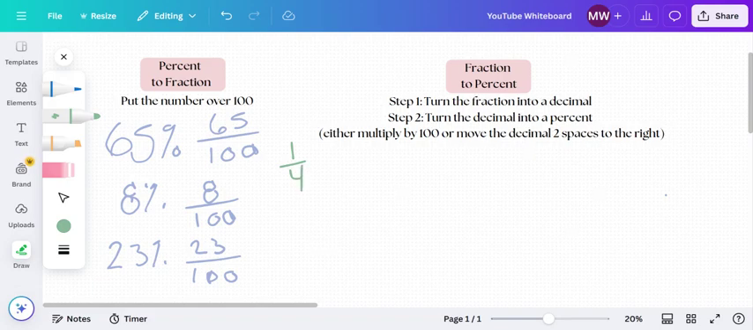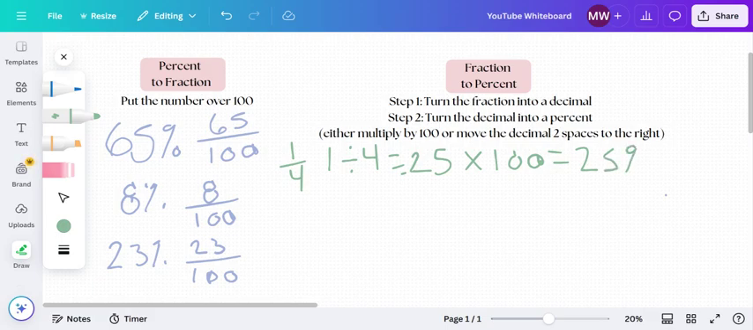Okay, so first we turn this into a decimal, which we know we need to divide. This is telling me to do 1 divided by 4. That gets me 0.25. So then, if I want to turn it into a percent, let's multiply it by 100. So 0.25 times 100 is going to get me 25. And all I have to do is add the percentage sign on the end.